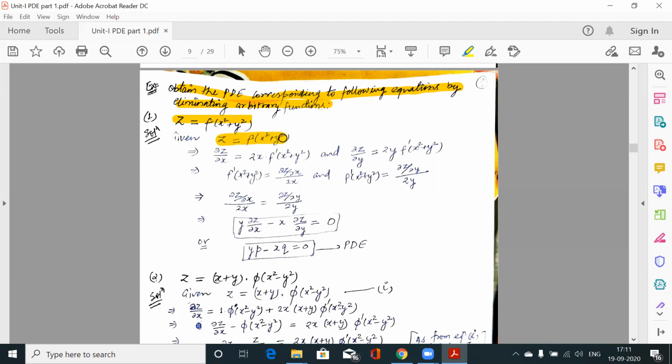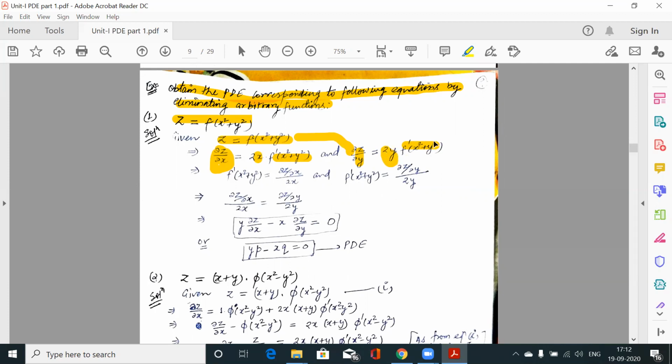So z is equal to f of x square plus y square. This is our given equation. Next, differentiate this equation with respect to x. We get f dash of x square plus y square, and the argument differentiation is 2x, that is with respect to x. Again, if we differentiate with respect to y, del z over del y is equal to f dash of x square plus y square, and the argument differentiation is 2y with respect to y.